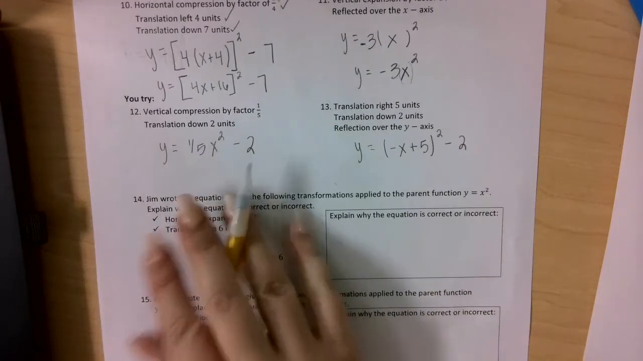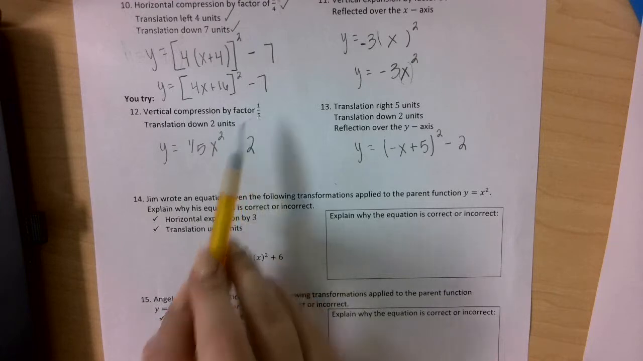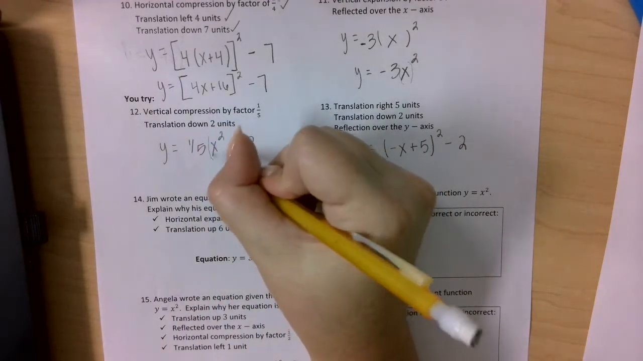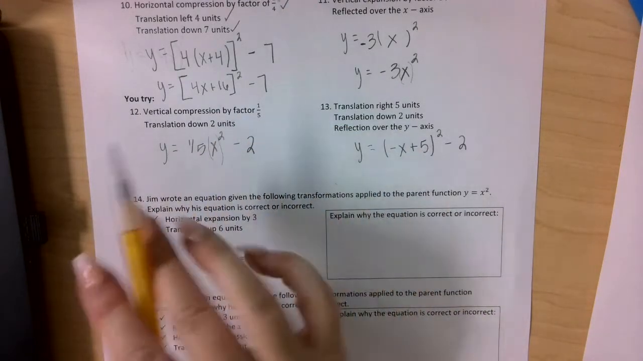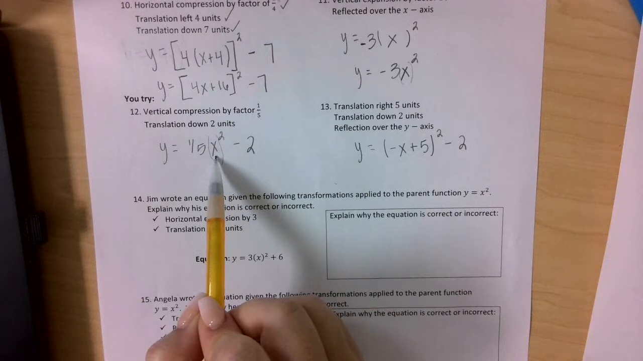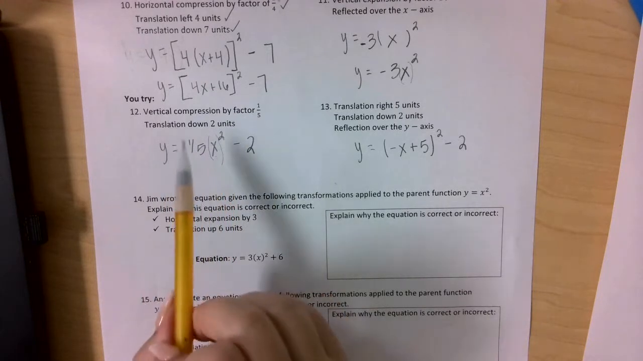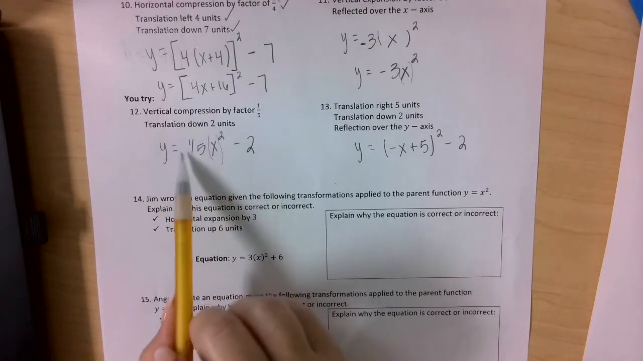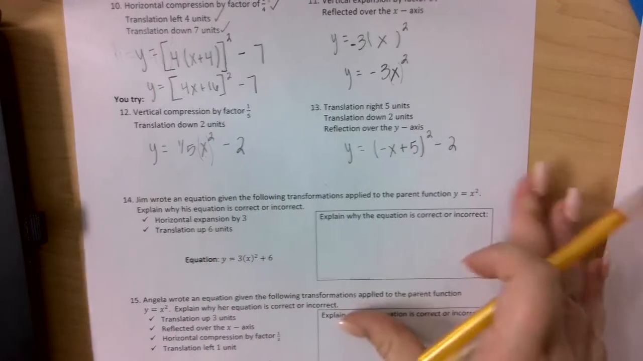Okay, taking a look at this, you have a vertical compression by a factor of 1/5, so that's going to go in front of your parentheses. Again, you could have parentheses around this x if you would like. We don't have any left or right movement, so that's why I just have this x here for my x squared. Don't forget your squared because these are all parabolas. Translation down 2 units is going to be after your x squared. You're going to have -2 because you're going down.